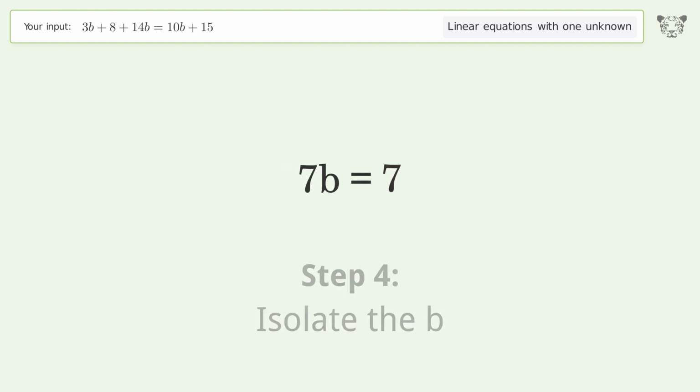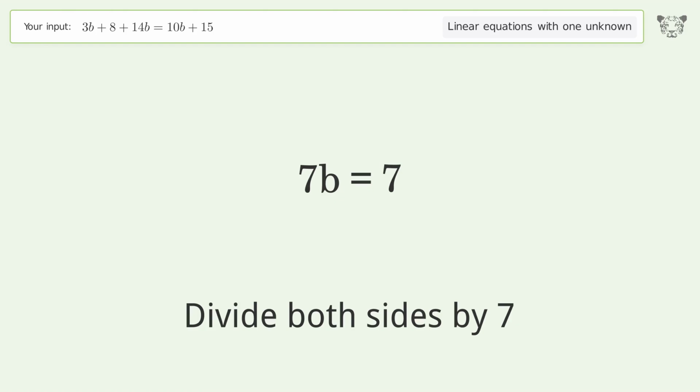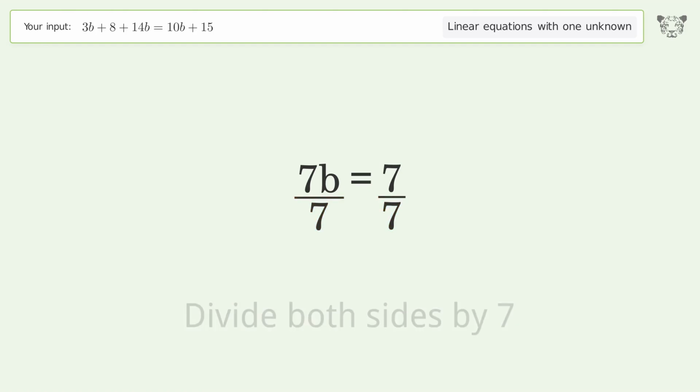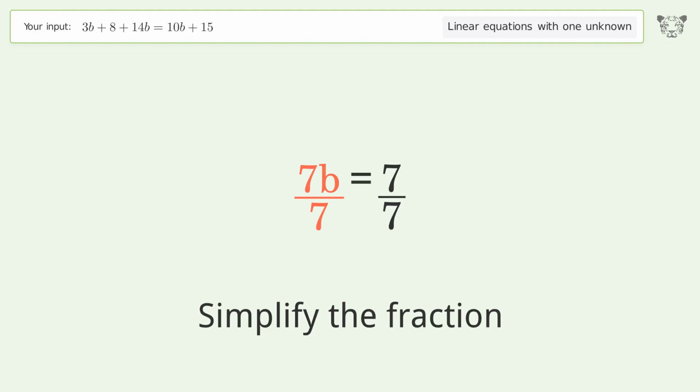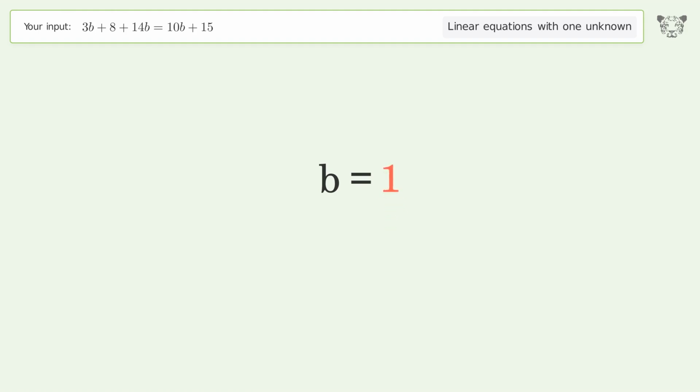Isolate the b. Divide both sides by 7. Simplify the fraction. And so the final result is b equals 1.